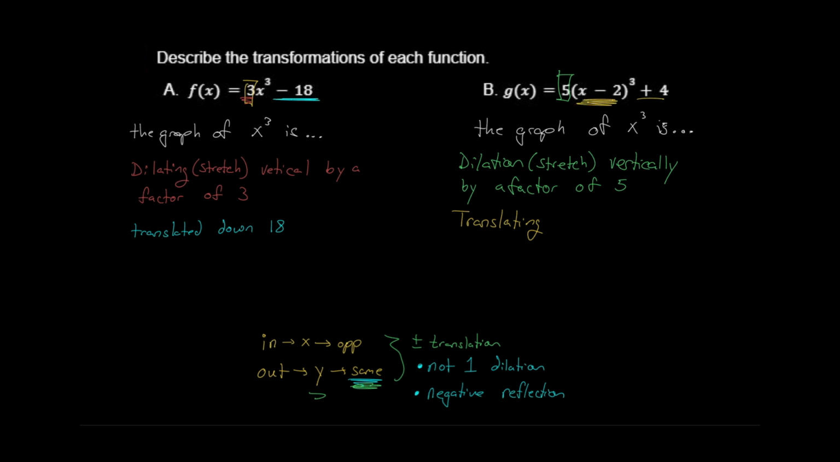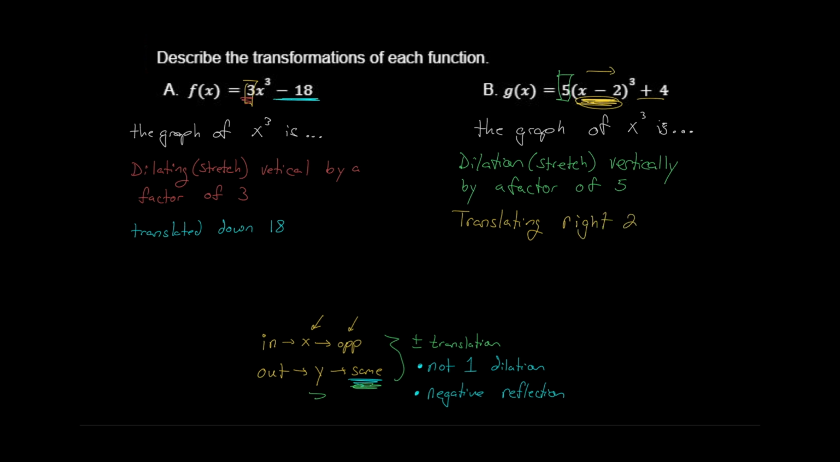So I'm going to start with the inside. Inside affects x, but in the opposite way. So I know it's going to be left and right. And normally if you're subtracting 2, you're going to expect it to move in the negative direction, which is left. However, inside affects the x values in the opposite way. So it's actually going to move to the right.